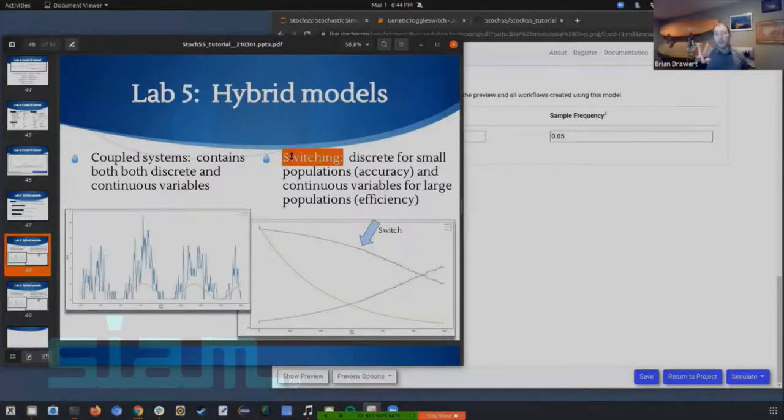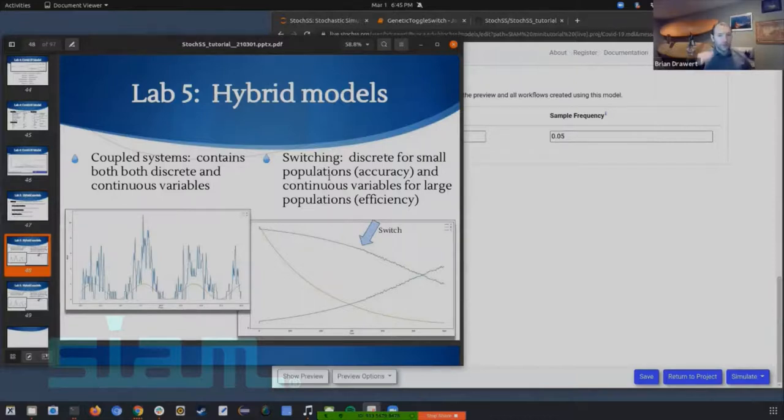Okay, so two types. Coupled systems, where you have discrete and continuous variables that are interacting together. And then a second situation, switching. Stochastic simulation is very efficient and very accurate at low populations. However, as the populations get bigger and bigger, the accuracy remains the same, but the efficiency goes far away. Your big O is based on the number of particles. As the number of particles goes up, if it's in the billions, your simulation probably doesn't have as much stochasticity as you'd like. So it might be nice if we were able to switch our variable.